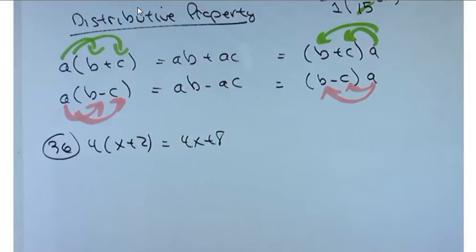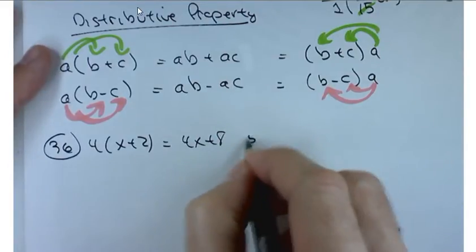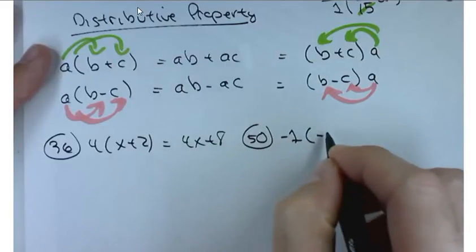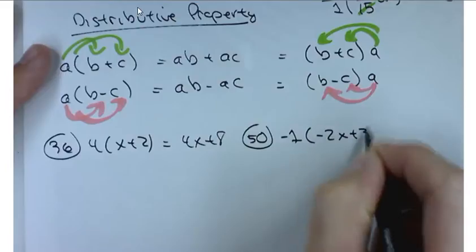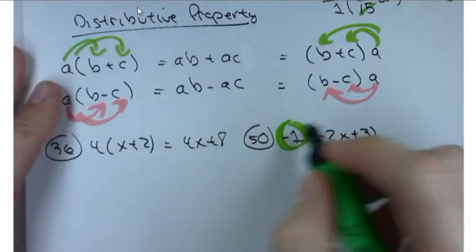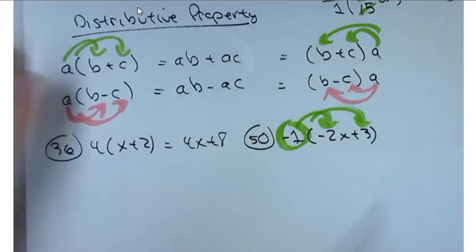Let's try a different one. One that's going to be a little bit more challenging. Well, I'll tell you what, we'll work our way up to the challenging one more slowly. We'll try problem number 50 next. Negative 1 times negative 2x plus 3. So this time, the negative 1 is going to distribute itself to both of these terms. The whole thing times this, times this.